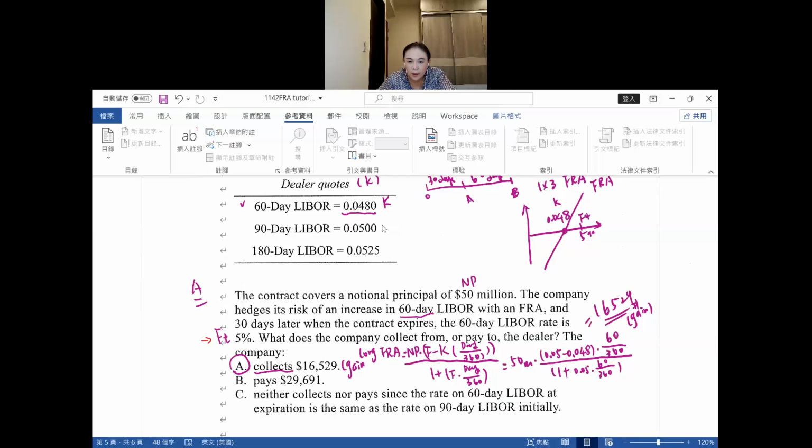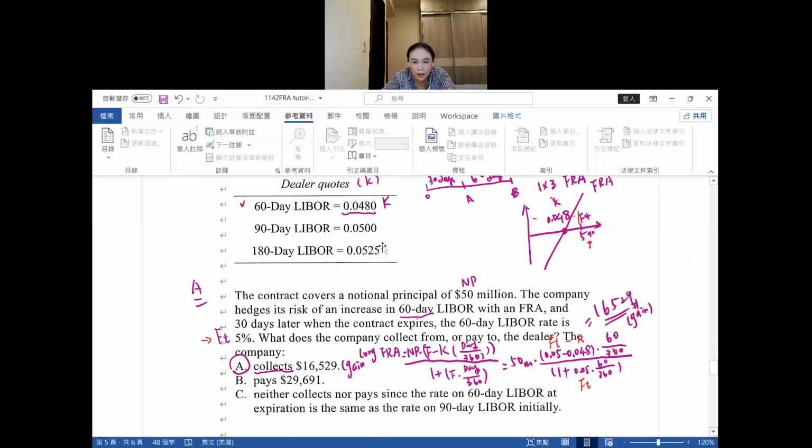So the formula will be NP 50 million times, this is the FT minus K, right? And here in the denominator, in your bottom is 1 plus, here is the FT times the T over FRA. And T, we are looking for 60 days, okay? So the answer would be positive. We are earning money. If you see the diagram here, because your exercise price is 0.048 and you end up with 5%. So we earn money in this FRA, right? You earn 1,600, 529, okay?